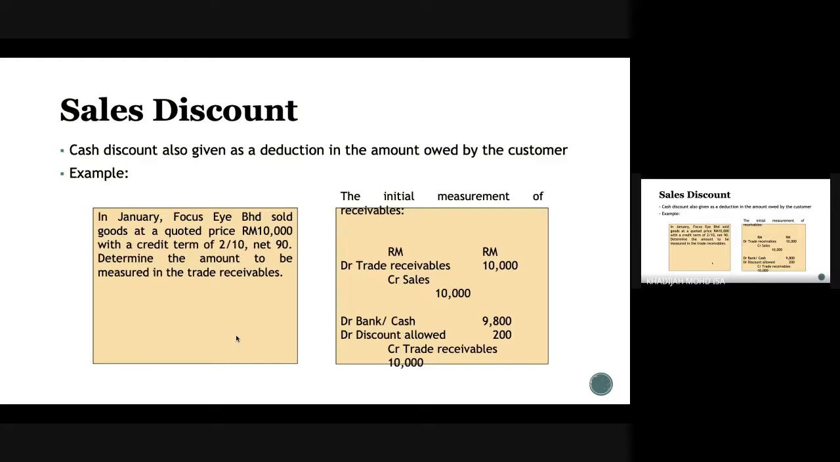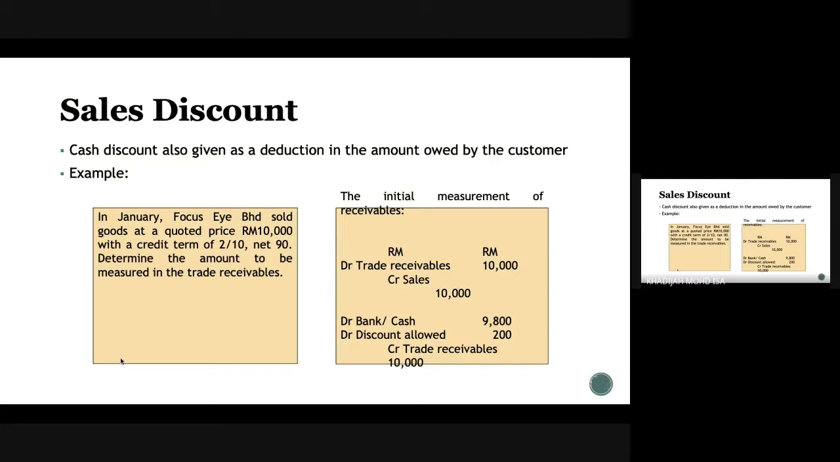All right, and then you also have a cash discount. Right, cash discount is given on the amount owed by the customer. For example, Focus I sold goods at a quoted price of 10,000 with a credit term 2/10, net 90. So what do you mean by 2/10, net 90? Right? Determine the amount to be measured in the trade receivable.